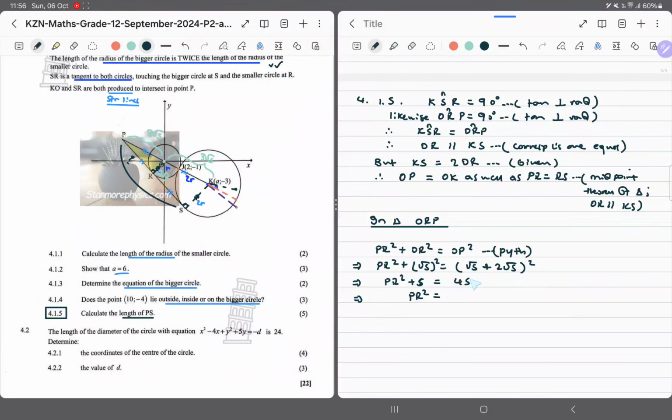Now 45 minus 5, what is that? It's 40. We can say therefore PR is going to be equal to the square root of 40 units, right? Of course, the gymnastics here, we took the square root, and what we do on the one hand side, we must do it on the other hand side. But why did we have to look for PR? Because we know PR is half of PS.